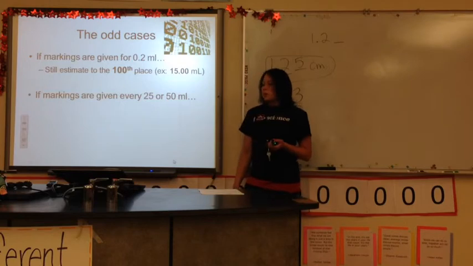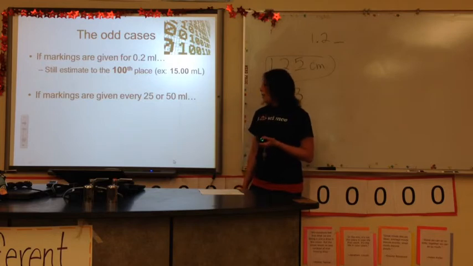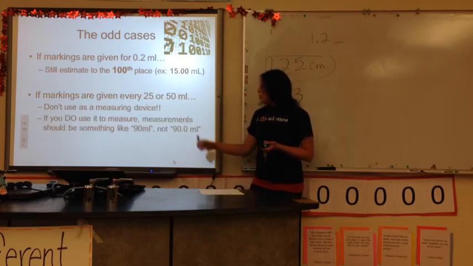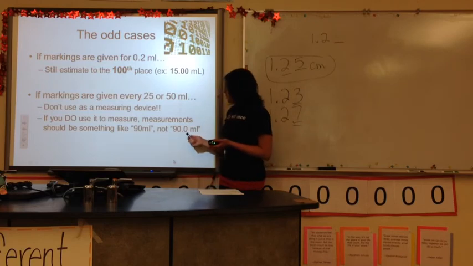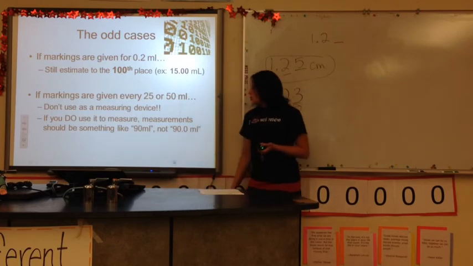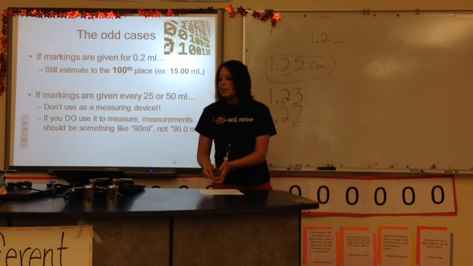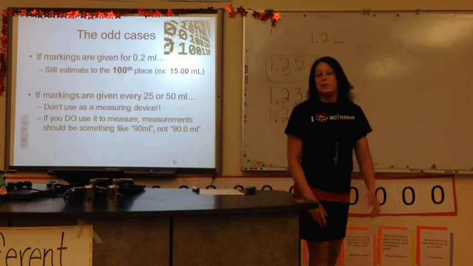And if you've got an instrument where the markings are only every 25 milliliters, 50 milliliters, or worse off, every 100 milliliters, it's kind of a trick question. Just don't use that to measure. Okay, if you do use it, then your measurements should not be like 90.0. Okay, they should be very generic. But you really shouldn't be using that. All right, that's it for our measurement and significant digit notes.